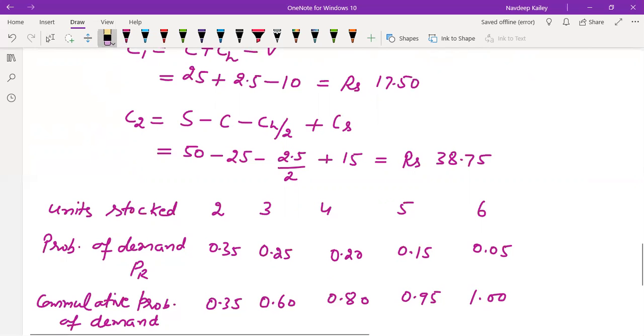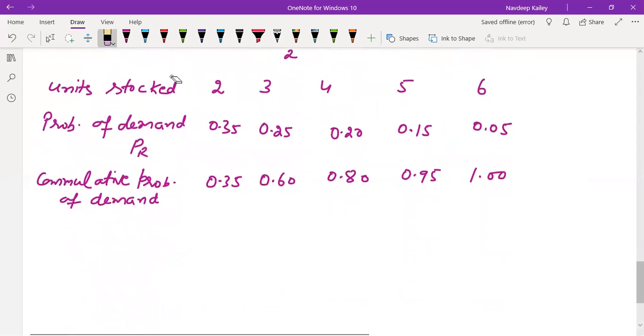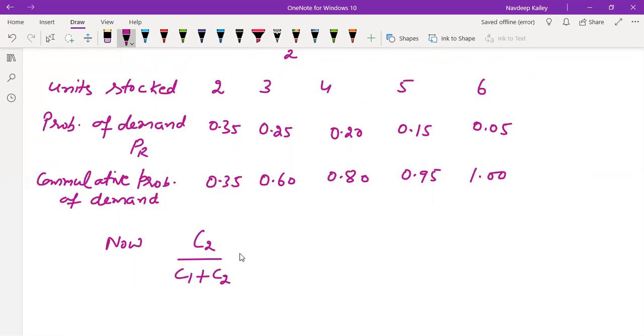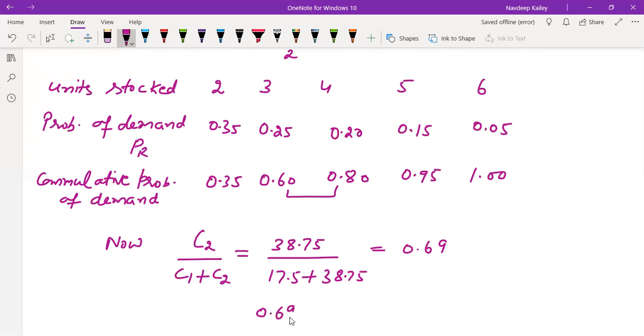Now we will check it as C2 upon C1 plus C2. C2 is basically 38.75 as we calculated above, and C1 is 7.5, plus 38.75. After calculating this, we will get 0.69. Now 0.69 lies between 0.6 and 0.8.